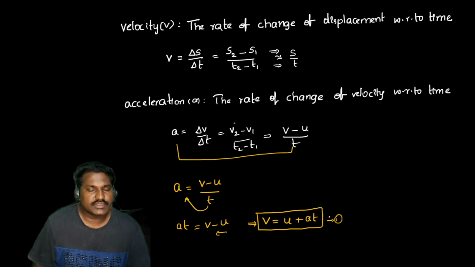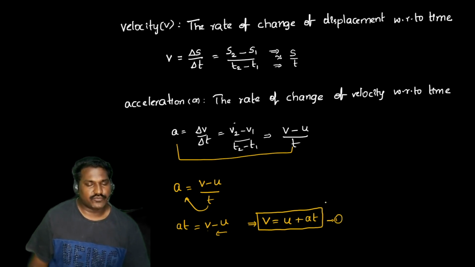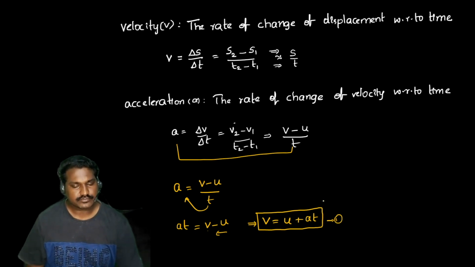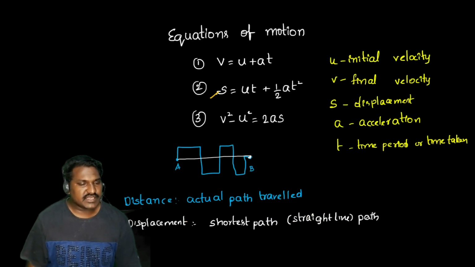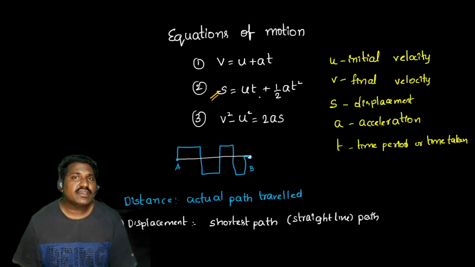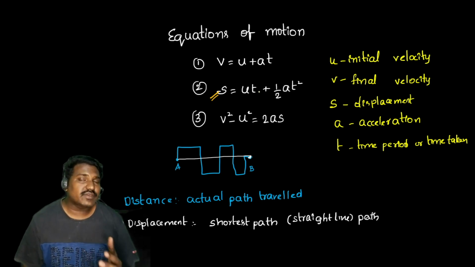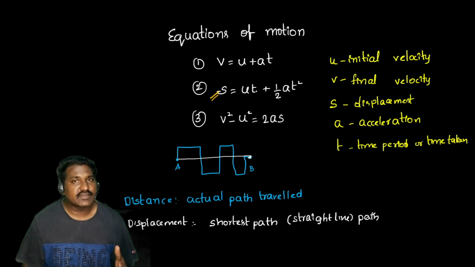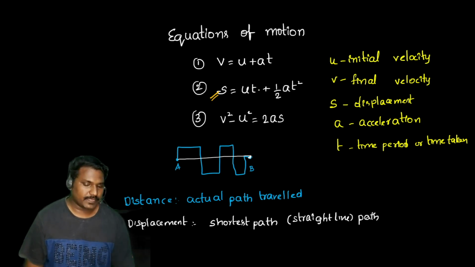So here we got the first equation derivation proof. Now coming to the second equation, we know the second equation is s equals ut plus half at square. Let me derive it. Before deriving it, we need to know what we are deriving. We are deriving the equation for s, where s means displacement.